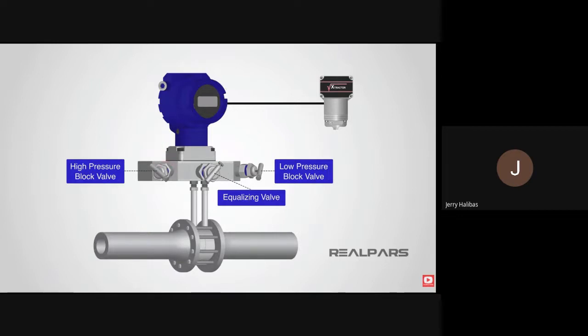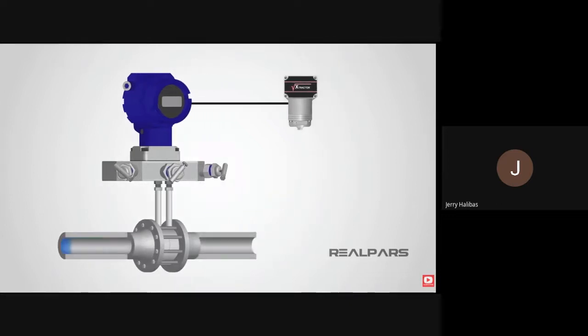Okay. Let's go through the steps involved in checking and calibrating a differential pressure flow transmitter that has a separate square root extractor. Here's our situation. We have a flow system that will create a differential pressure of 200 inches of water column across an orifice at a flow rate of 50 gallons per minute.